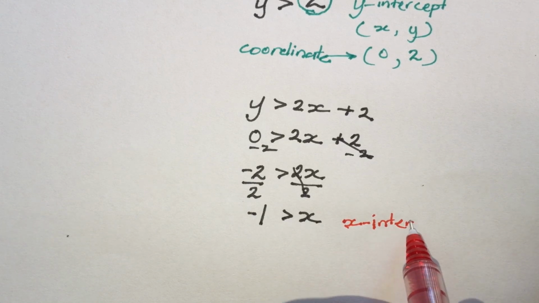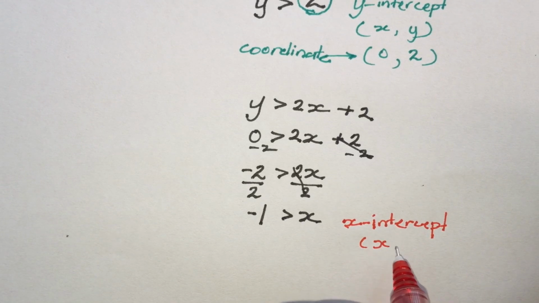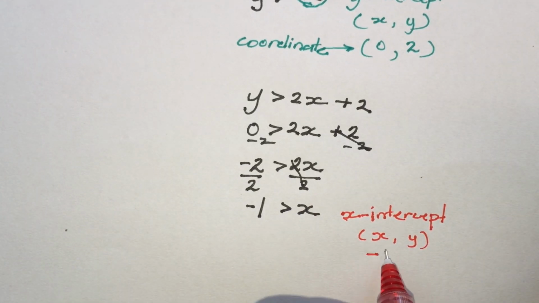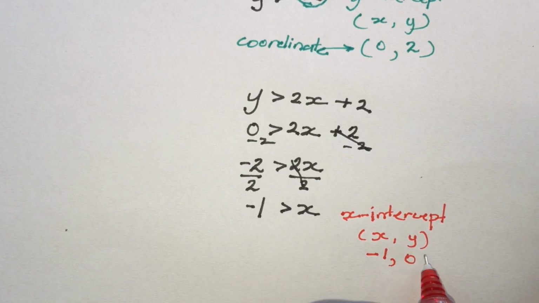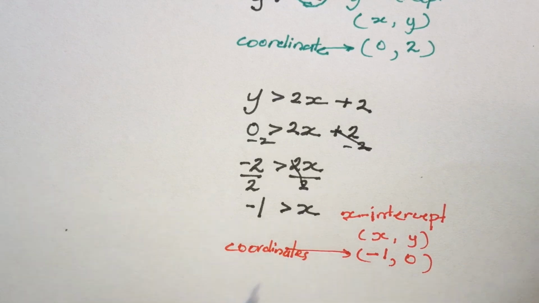X-intercept. So to find the coordinates, we'll have x and y, and the x value would have been negative 1, and the y value would have been 0. So these are our coordinates for the x-intercept. Good. So all I need to do now is to plot these 2 points on the graph and just draw a straight line through them. Ready?